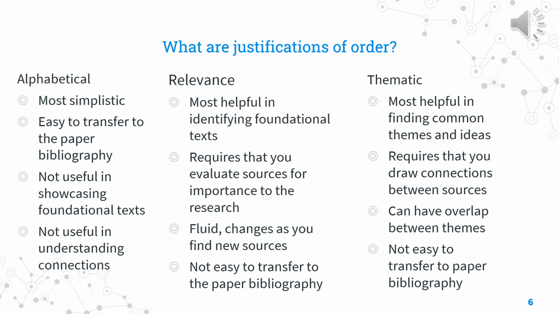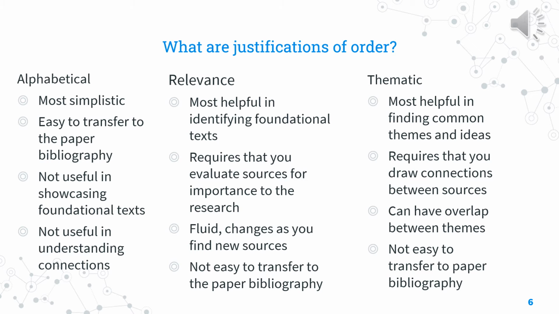Next is relevance. This one is most helpful in identifying foundational texts, as those would be the ones that go at the beginning. It also requires that you evaluate sources for importance to the research, which helps them be placed in terms of relevance. It is fluid and can change as you find new sources, as you may find a source that is more relevant to your research than something else. However, it is not easily transferred to the paper bibliography because it is not in alphabetical order.